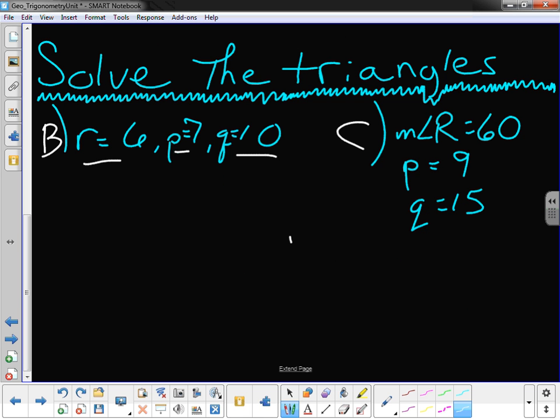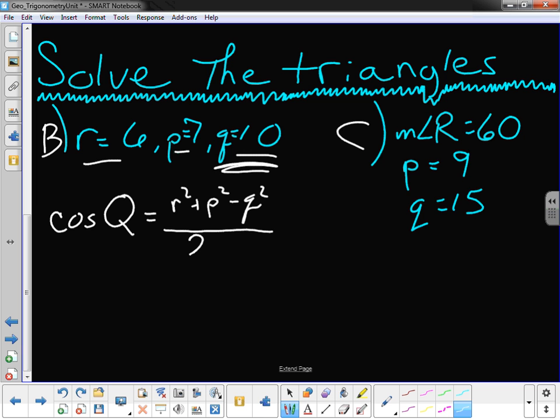for me, when I do law of cosines only, I always want to find the biggest angle first. So when I look at this, since side Q is the longest side, angle Q would be the biggest angle. So cosine of angle Q would have to be R squared plus P squared minus Q squared over 2RP. Now I just plug all the numbers in and see what we get. So I've got 6 squared plus 7 squared minus 10 squared over 2 times 6 times 7.